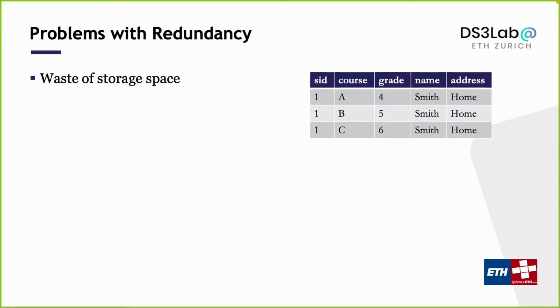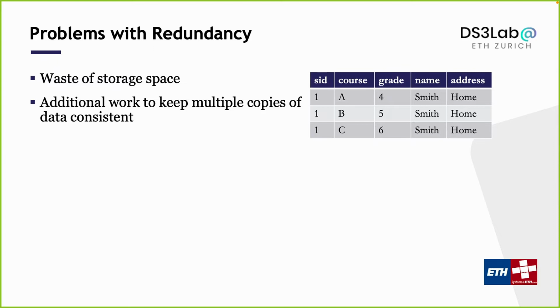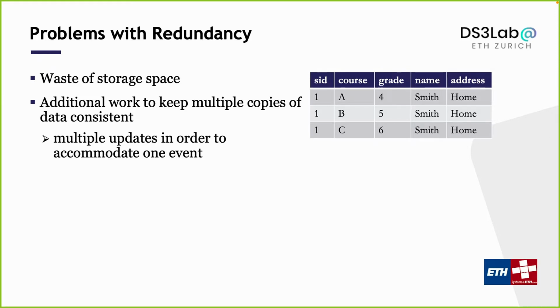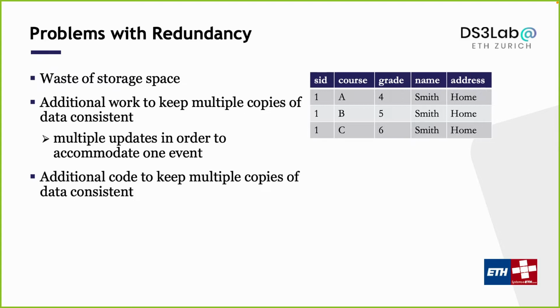So there's a whole bunch of problems associated with data redundancy. The first thing is, it's a waste of storage space. I think this one is very natural to see. In this relation, we are storing the same piece of information multiple times. But then you need to have additional work to really keep these multiple copies of information consistent. You need to have multiple updates. You need to be really careful about it. You need to have additional code to make this consistent. Somebody needs to implement that logic when you have multiple people interacting in the same database. So it's very hard to enforce that.